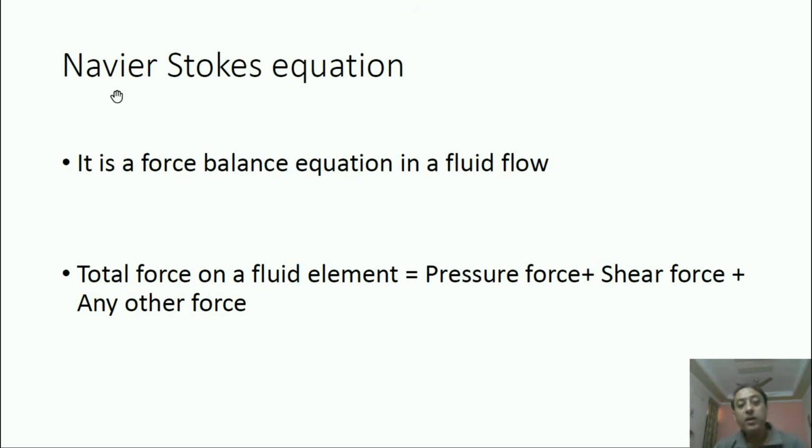Okay. Now, in the Navier-Stokes equation derivation, it is assumed that the total force acting on a fluid element inside the fluid flow is equal to the pressure force, the force applied due to pressure, the shear force, the force applied due to shear stress, and any other force. It can be a body force, also called gravitational force. So these three types of forces act on an elemental part of fluid, and with the help of that we derive the Navier-Stokes equation.